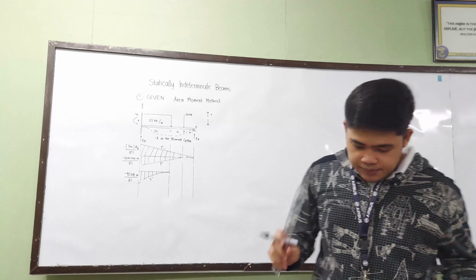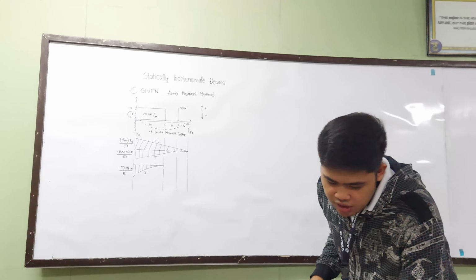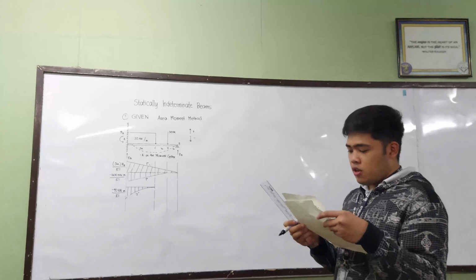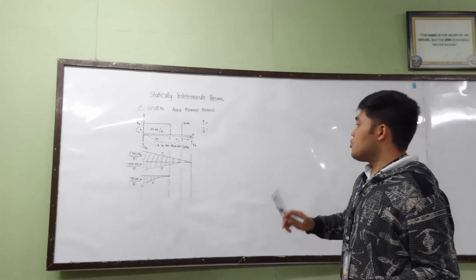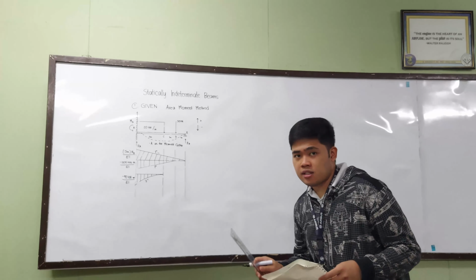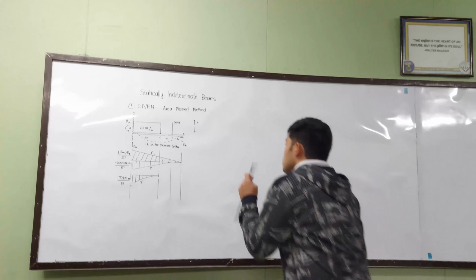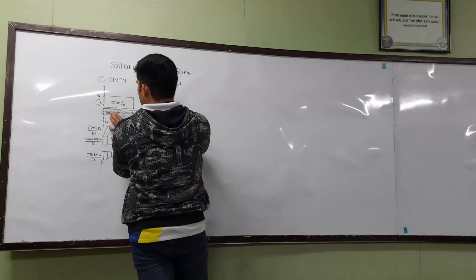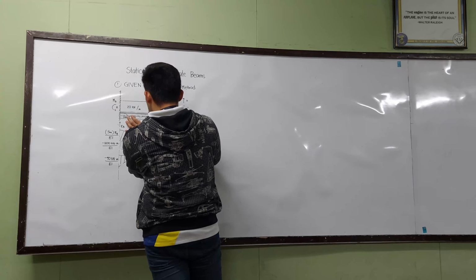And next, we need to use the relation of tangent deviation. So to find the tangent deviation, we must first find the elastic curve. So now we have found the elastic curve. Now we need to find the tangent deviation. So to find that, we just need to draw a line that touches the elastic curve.